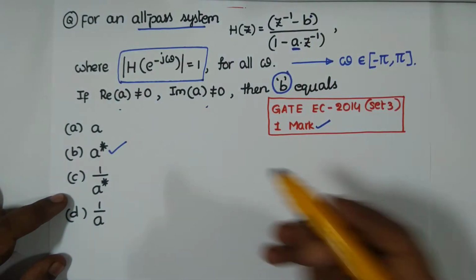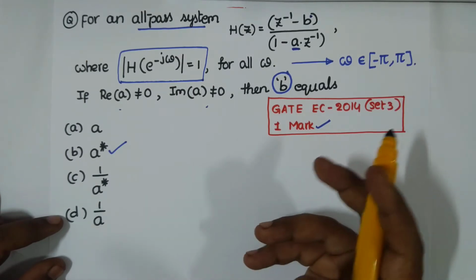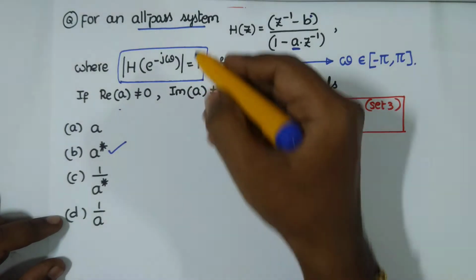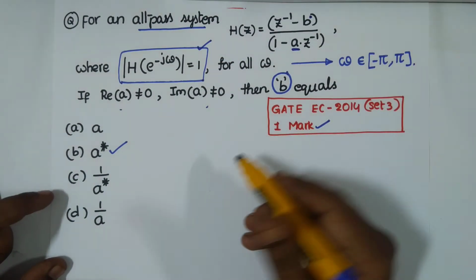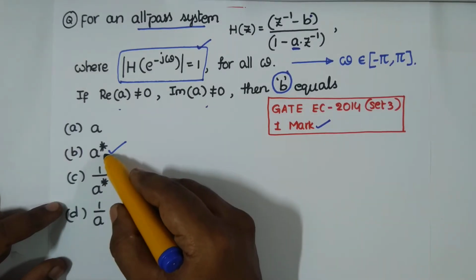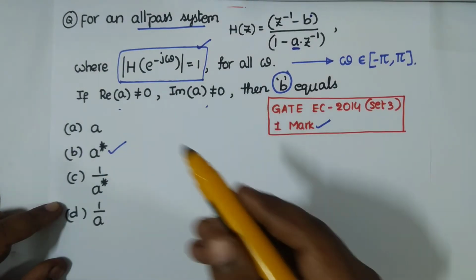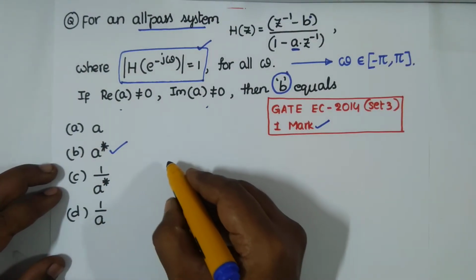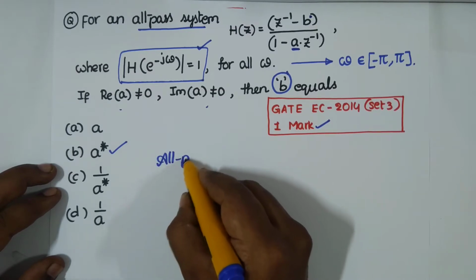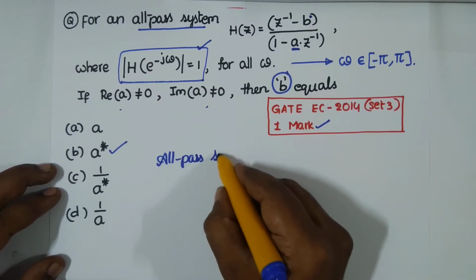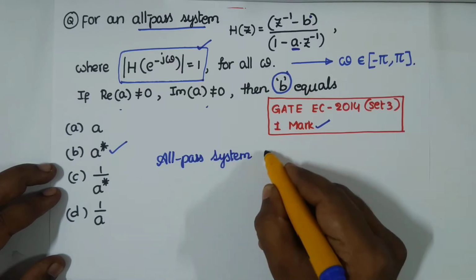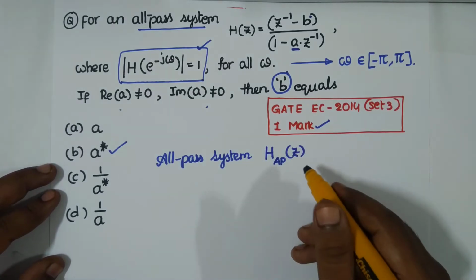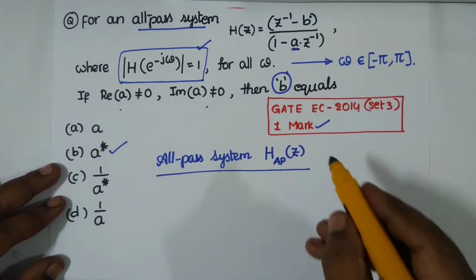Now please do watch this lecture until the end so that we will investigate how we meet this definition or condition, so that B equal to A conjugate is the right choice to meet this condition. Okay, so now let's go for this all-pass. Let's say that you have an all-pass system. Let me take it like this: AP indicates all-pass. Let the all-pass system be H of z like this.